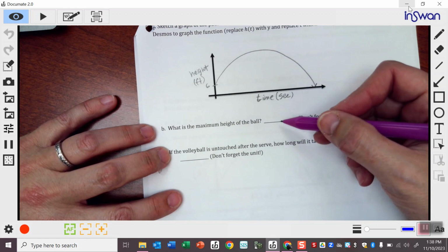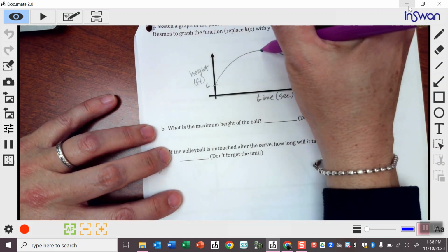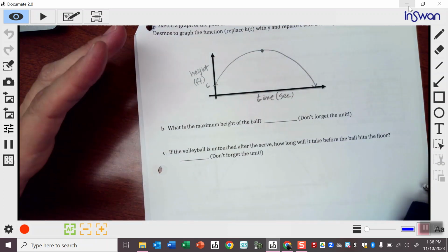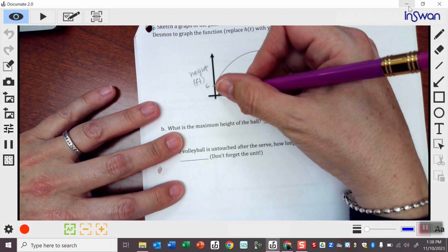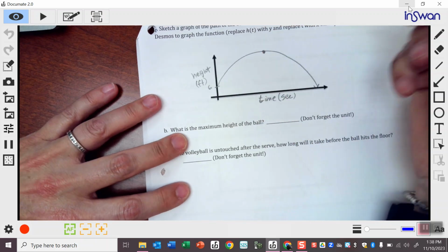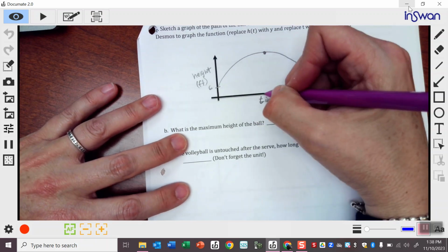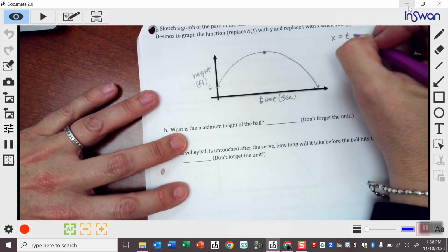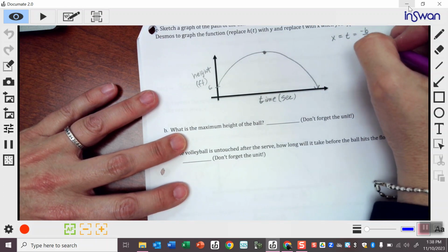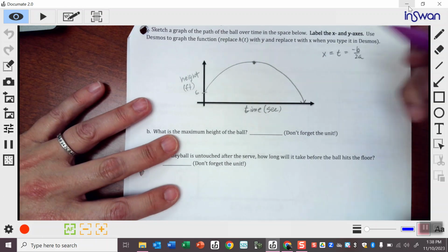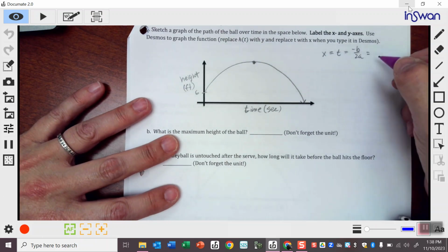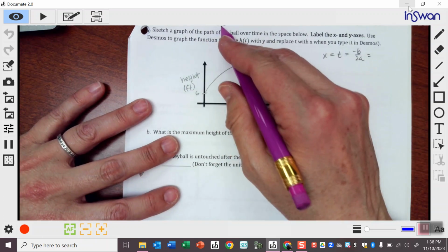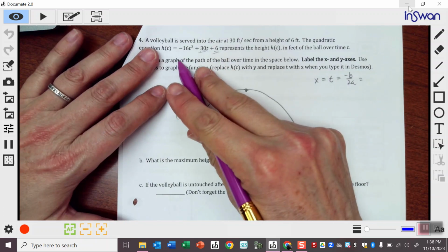So what's the maximum height of the ball? So I'm looking for this spot right here. And I need to go ahead and find what time that occurred. So to find the x value, the t value of this vertex, so x, and in our case that's t, I'm going to do negative b over 2a, because that's going to be the x value of the vertex. And I'm going to take that answer and plug it into my equation so I can find the height, the y value.